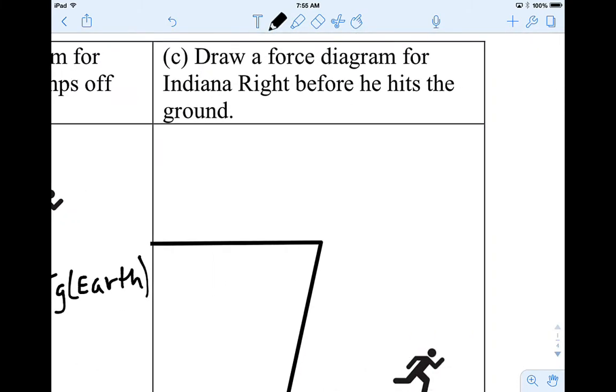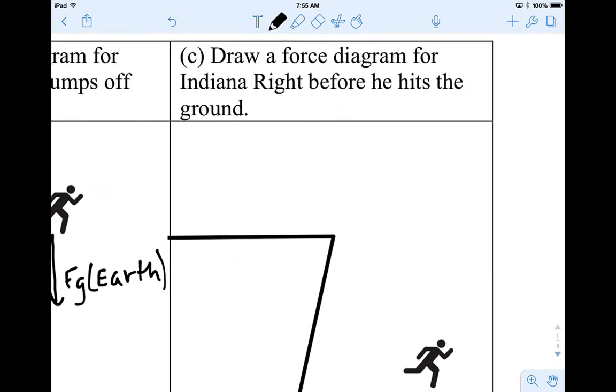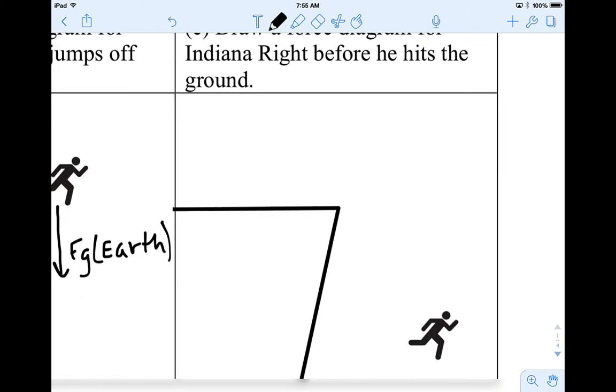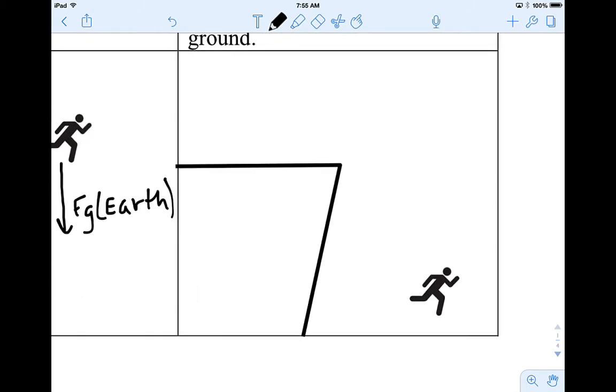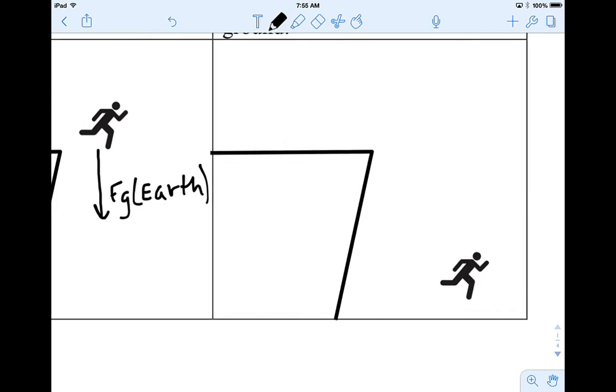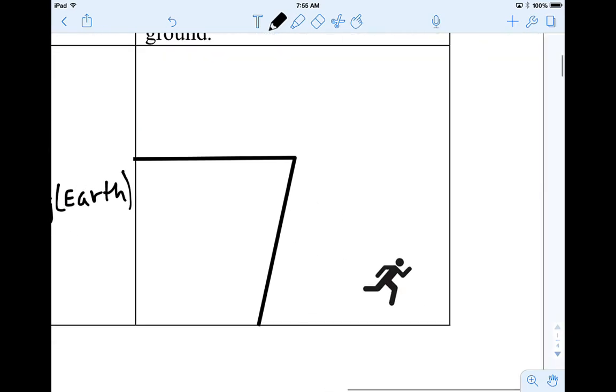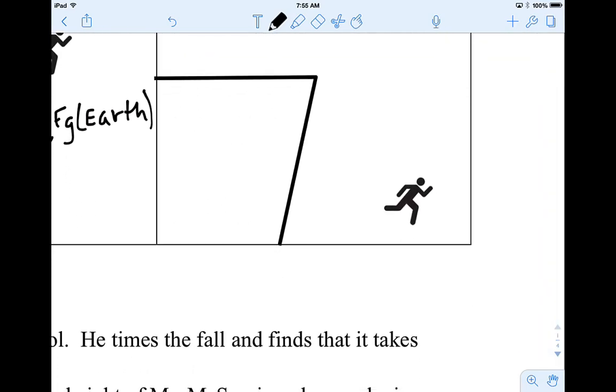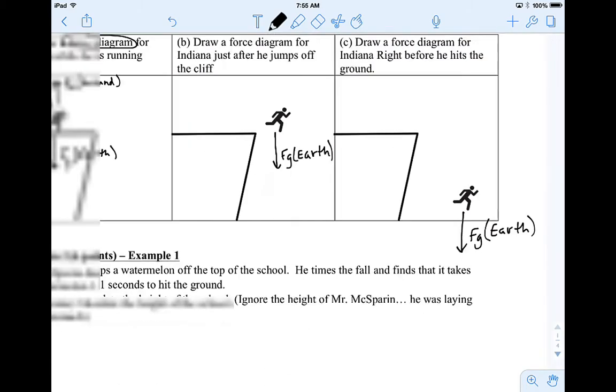Now, over here, this is a little bit weird. Draw a force diagram for Indiana Jones right before he hits the ground. So, realistically, there's no reason why it's any different than this one. He's still in the air. It's still the exact same force acting on him. So, it's the exact same gravity, Fg, caused by the Earth. Okay, so that should be nice and easy for us.